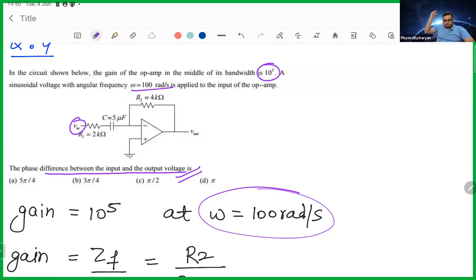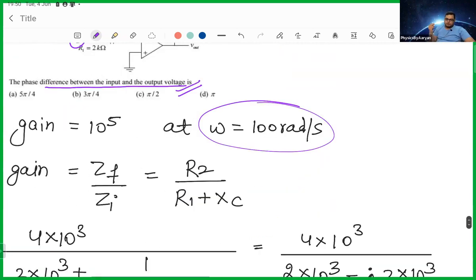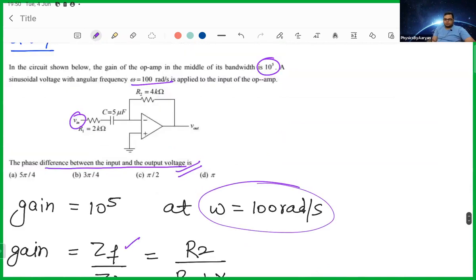Okay, so let's see how we can do this. Gain is given, and gain is defined as feedback impedance divided by input impedance. Feedback by input. And in the feedback, there is nothing. There is only one resistor, and that is R2. So I have written R2 here.